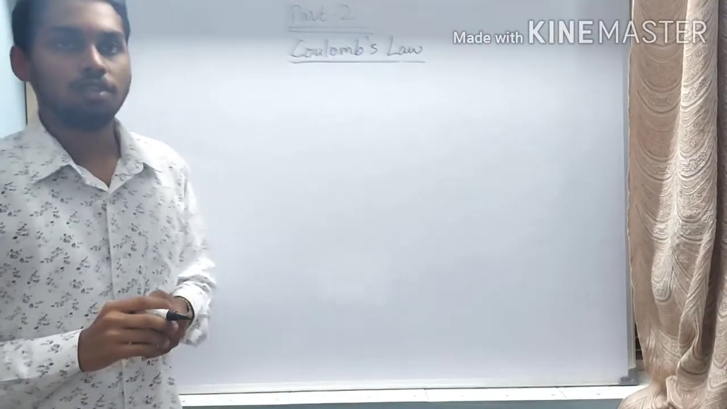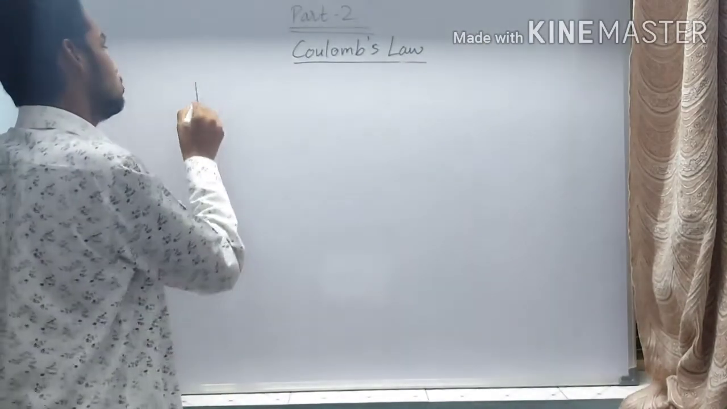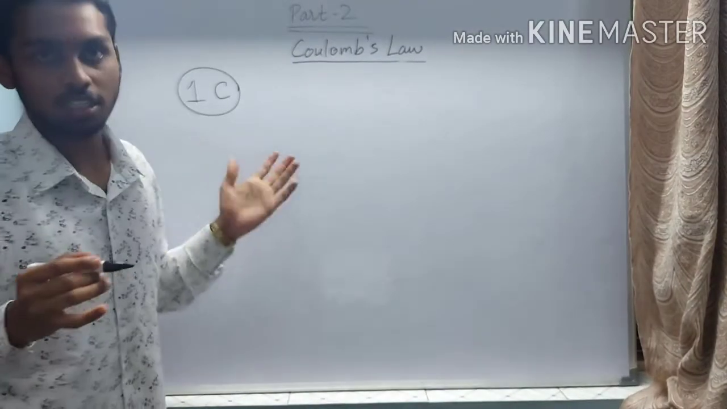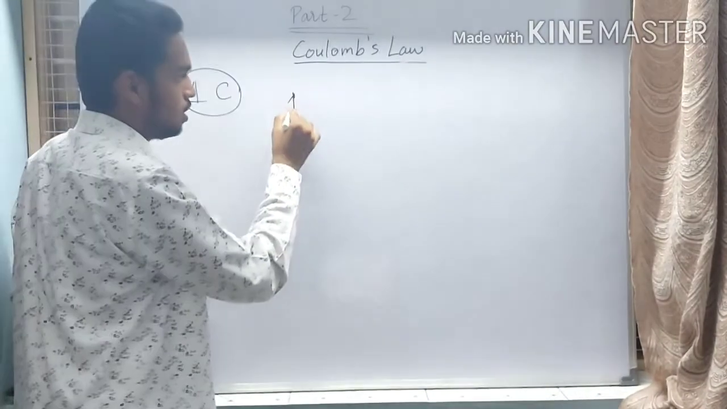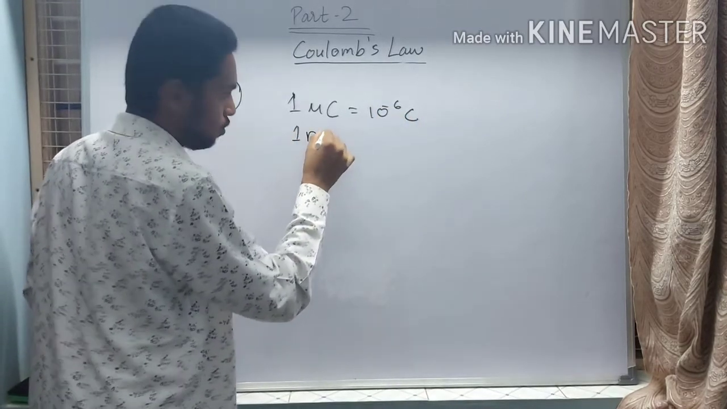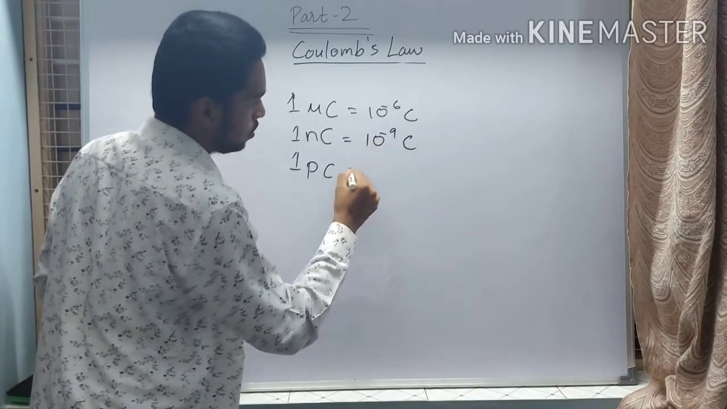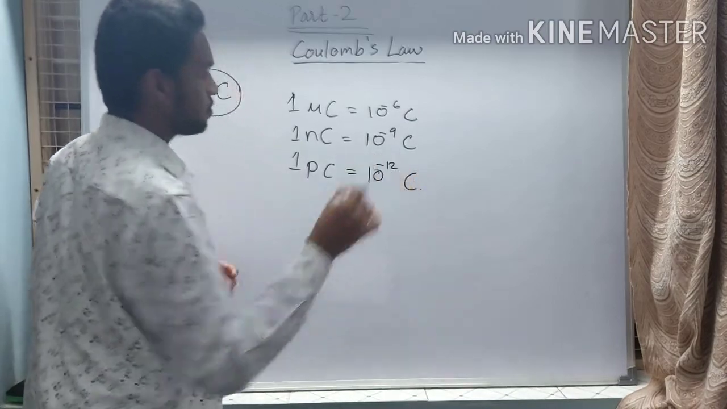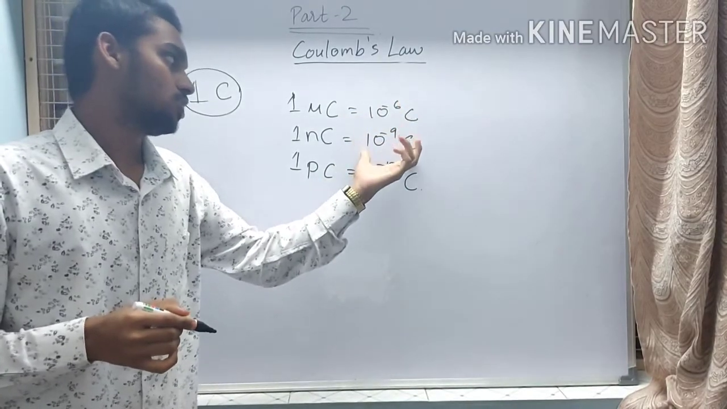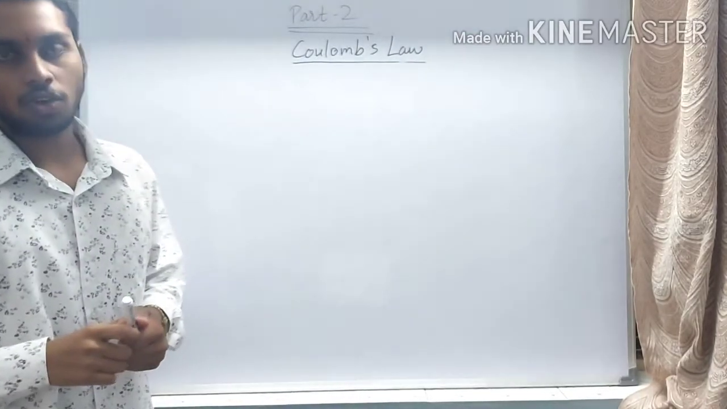When we practically use the coulomb, we don't always use 1 coulomb, because 1 coulomb is a very huge quantity of charge. So we use either the microcoulomb, that is 10 raised to minus 6 coulomb, the nanocoulomb, 10 raised to minus 9 coulomb, or the picocoulomb, 10 raised to minus 12. We use these micro, nano, pico and other units. This is all about Coulomb's law.